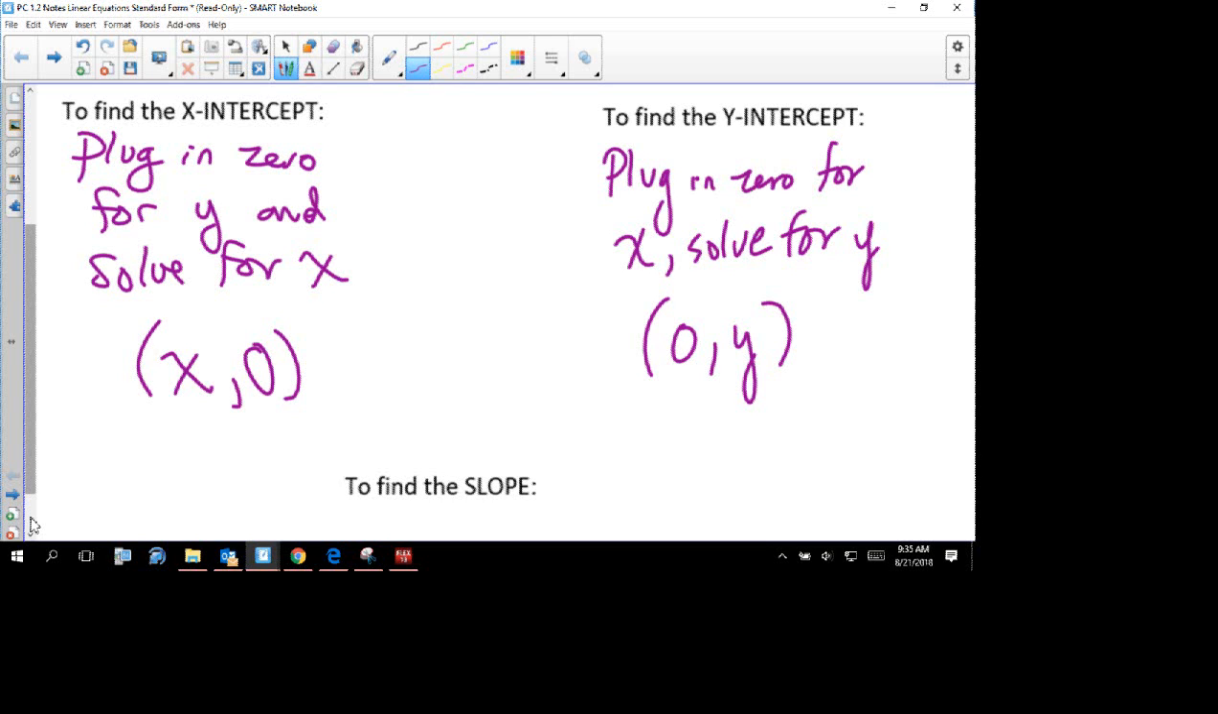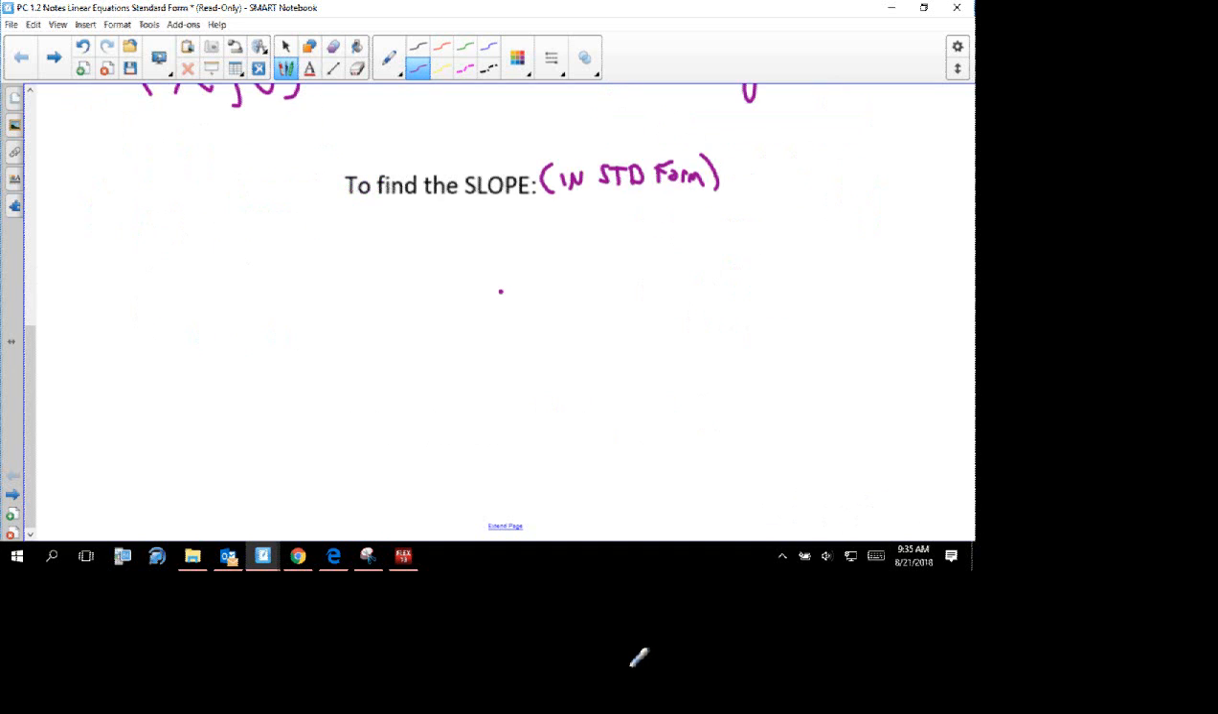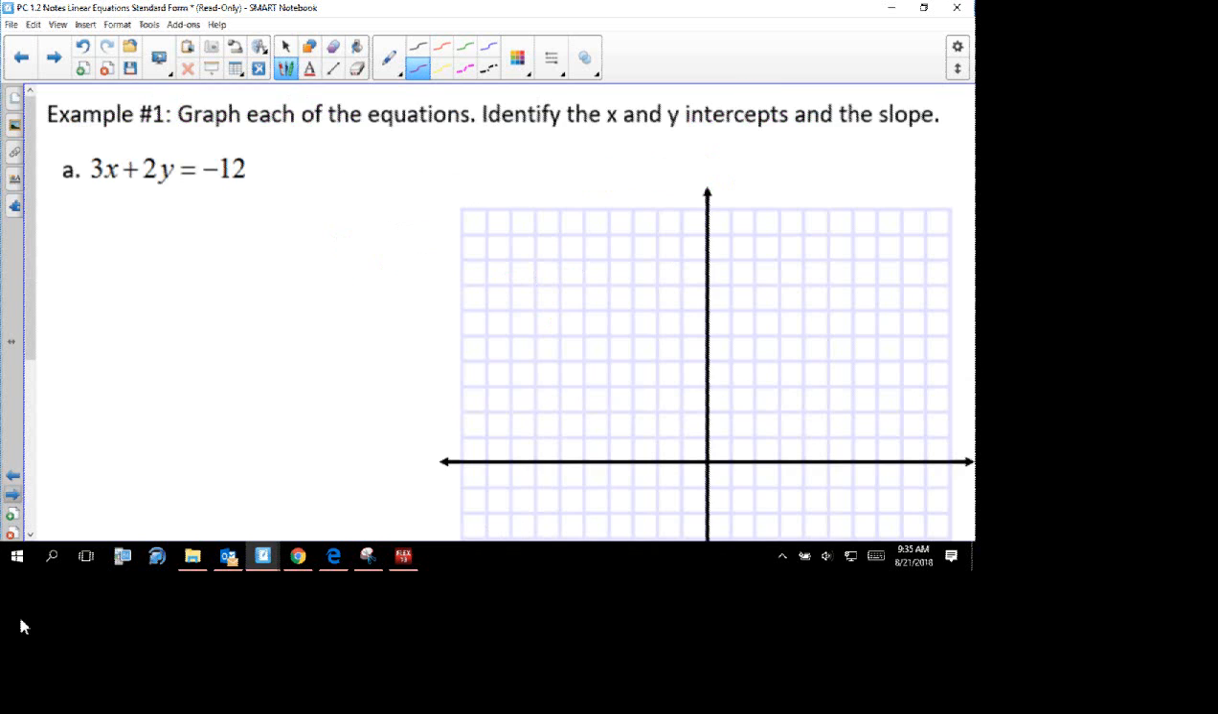To find the slope, this only works for standard form, what we're about to write down. Find the slope when it's in standard form. When it's in standard form, how do we find the slope? Very good. What was it? Negative a over b. Yeah, negative a over b. So we're going to do that.